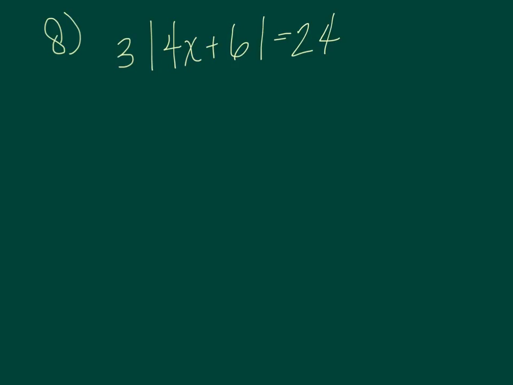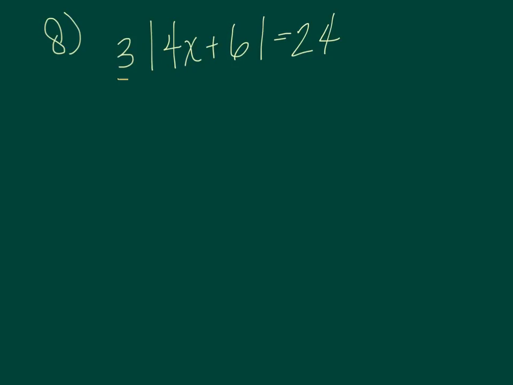Okay, so here's the start to number 8. And before you get started, my clue is, what does it mean when 3 is written right next to the absolute value? Notice there's no plus or minus there, so what would be your first step? See if you can try it on your own in about 20 seconds. Go ahead and play the video to see if you got it correct.